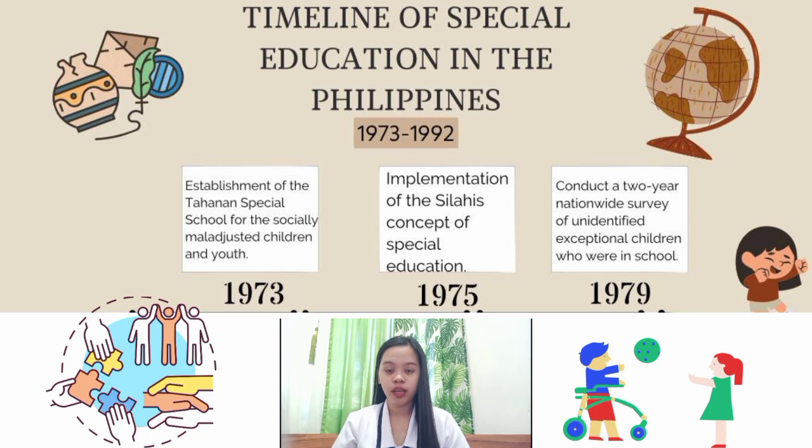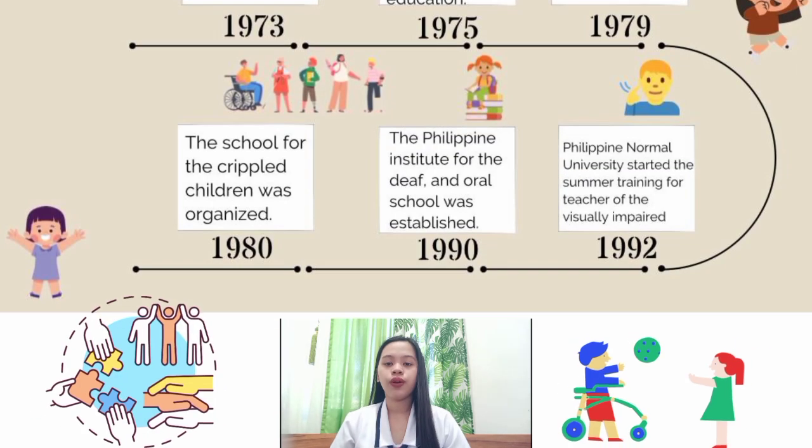In 1979, the Bureau of Elementary Education Special Education Unit conducted a 2-year nationwide survey of unidentified exceptional children who were in school. In 1980, the School for the Crippled Children at the Southern Island Hospital in Cebu City was organized.